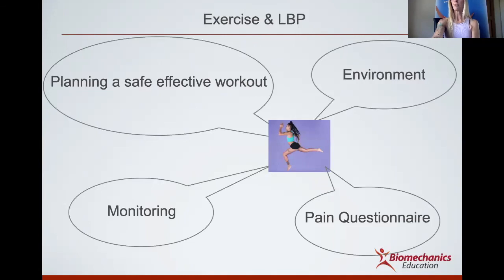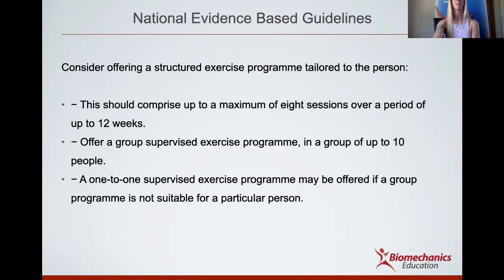So for the exercise professional working with a chronic low back pain client, planning a safe and effective workout and understanding the environment, using tools like pain questionnaires, monitoring their progress is really an important way to work with good practice and under the guidelines of what needs to be considered. So the National Evidence-Based Guidelines will consider this as a way to tailor a structured exercise program. It should be comprised of a maximum of 8 sessions over a period of 12 weeks.